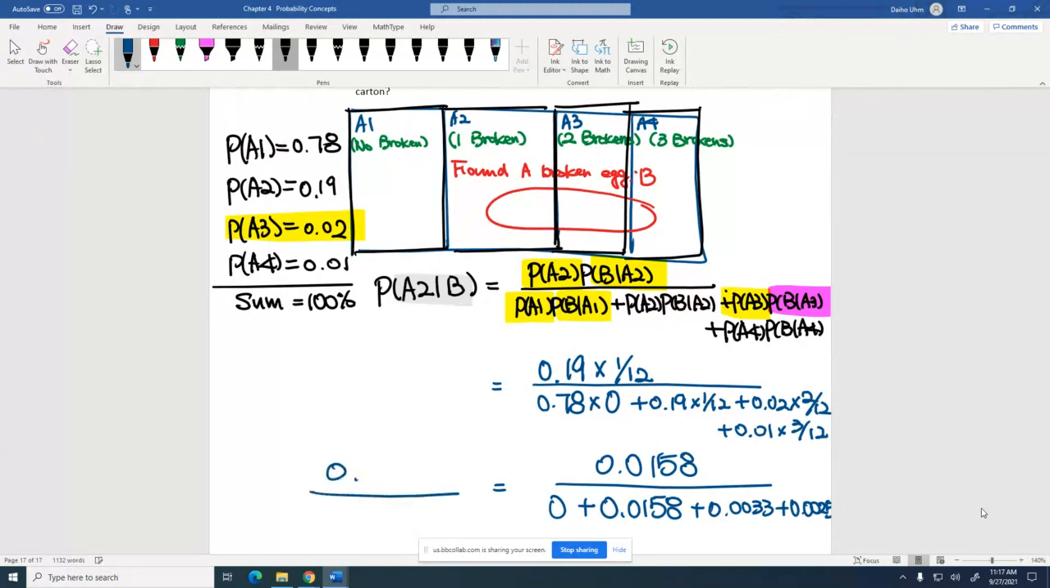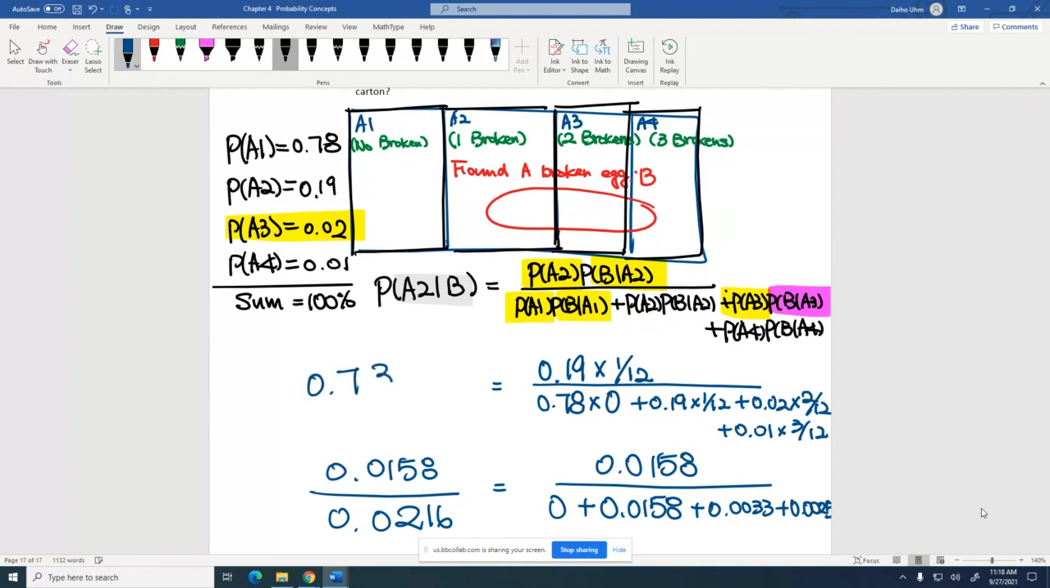And let me take the sum. I just keep the numerator, which is 0.0158. The denominator will be 0 plus 0.0158, 0.0033, and 0.0025. Yes, the denominator will be 0.0216. Finally, we can take the ratio 0.0158 over 0.0216.